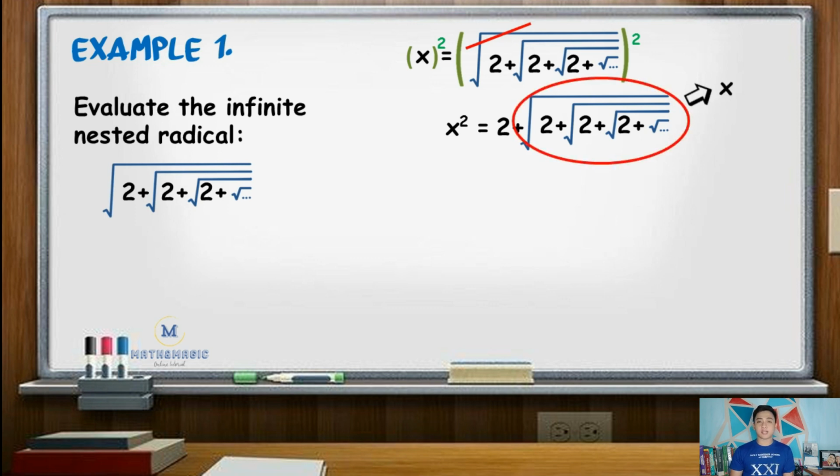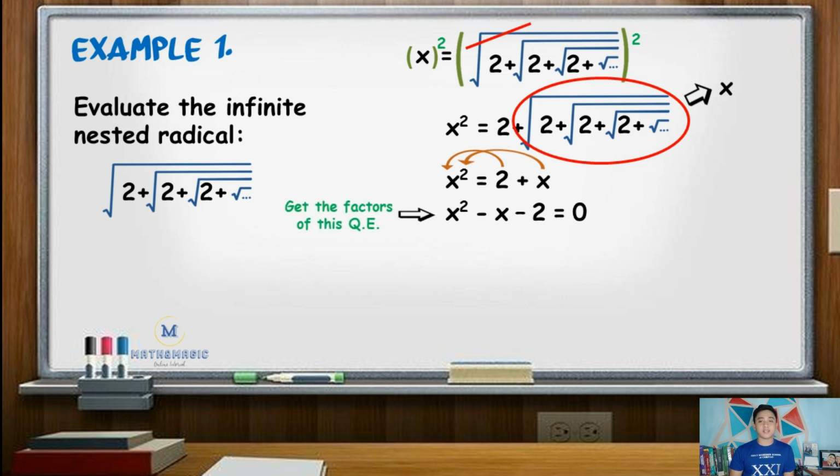Here notice that the second term on the right side of our equation is equivalent to our original infinitely nested radical. Hence, we can now say that that is also equivalent to x. This brings now our equation into x squared equals 2 plus x, which is a quadratic equation. Writing this in standard form, x squared, transposing positive x will have negative x. The positive 2 will now become negative 2, then equating it by 0.